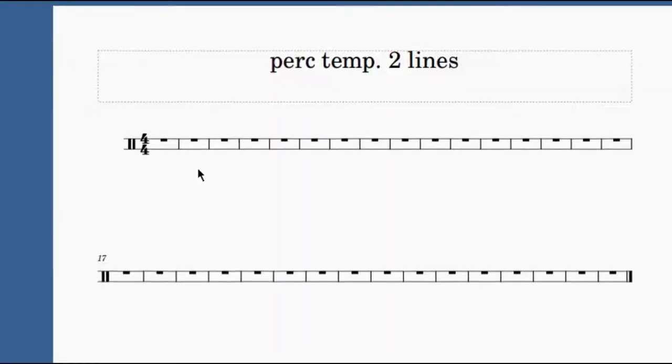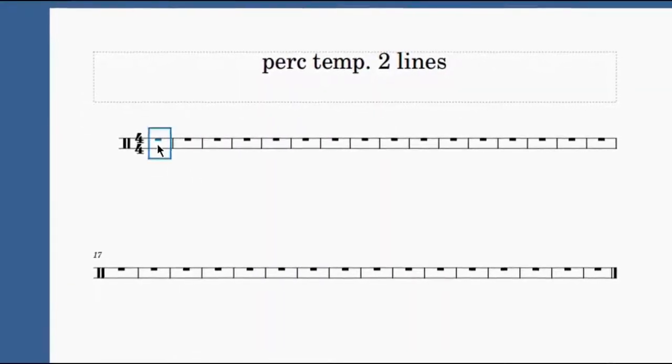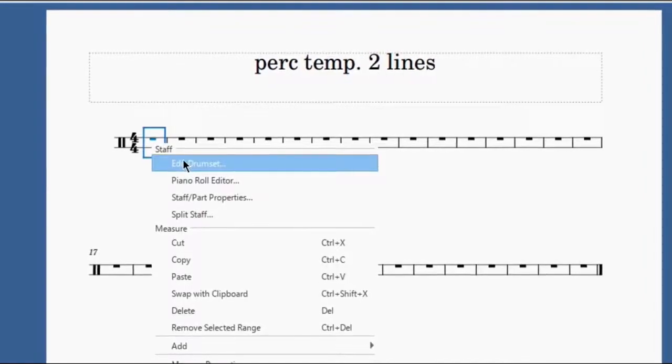Click apply. All right, so we have now a percussion two line part, and I can keep this as a template, so I'll save it as that. And then when I'm writing, I will save it as something else. So this will always be the template. A quick way to get to the drum set editor is highlight a measure and then right mouse click and click on edit drum set.